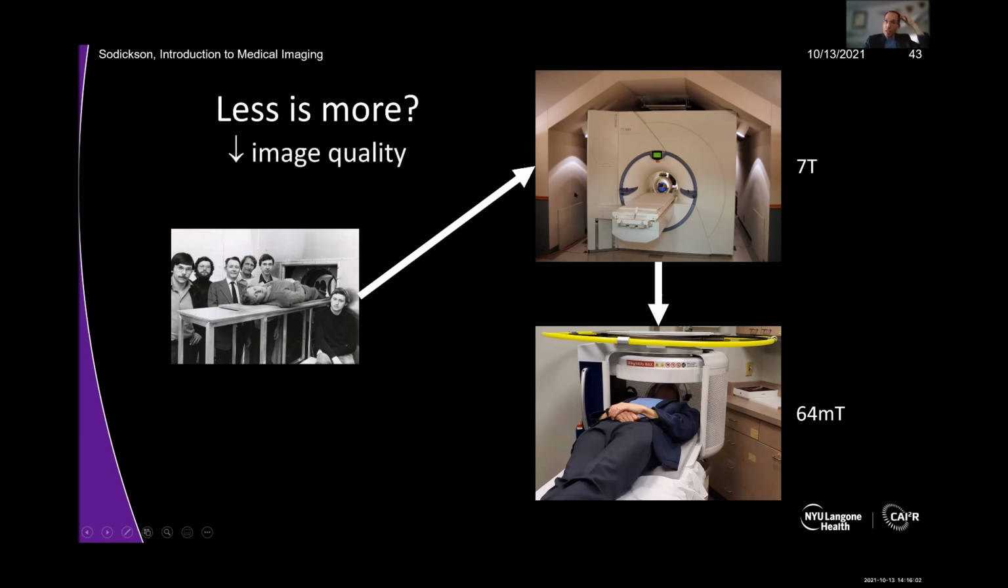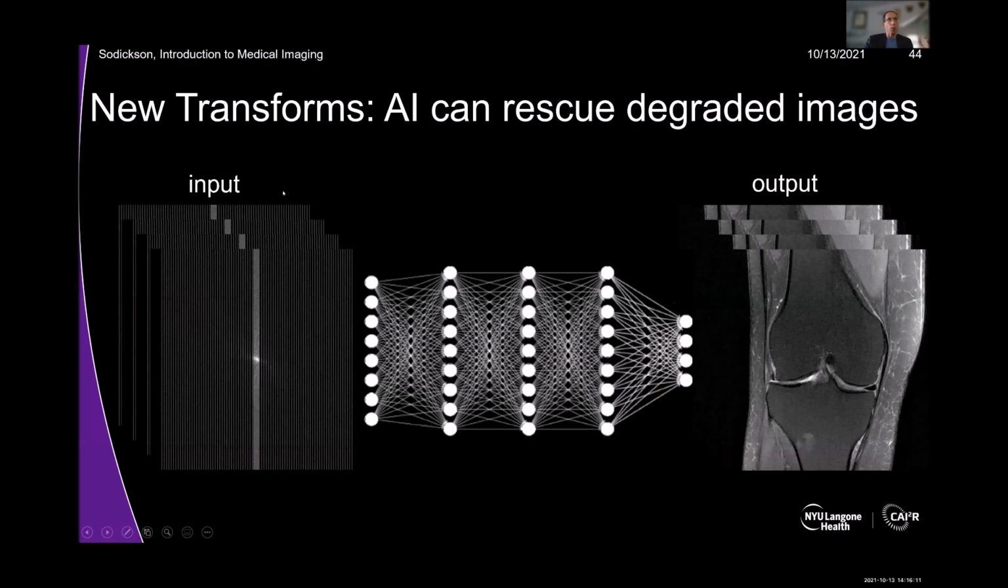One of the problems is that for modalities like MRI, going to lower field means that you're really degrading your image quality. And this is where new transforms can come to the rescue to some extent. AI, in particular, can rescue degraded images. You've already seen that very quickly and schematically using the undersampled data example. But it turns out we can use this for many different kinds of things.